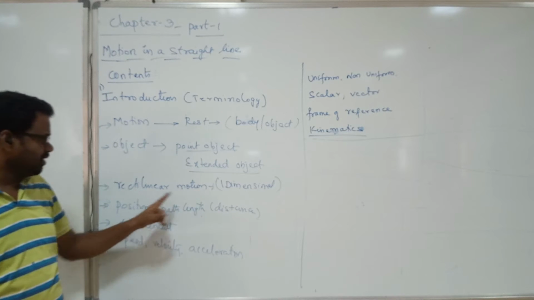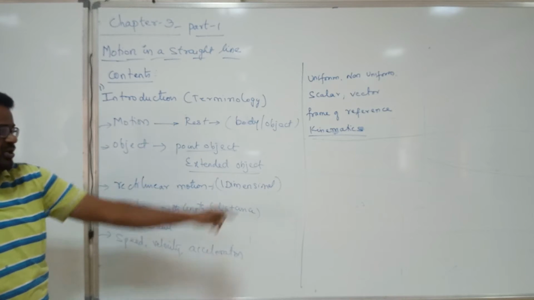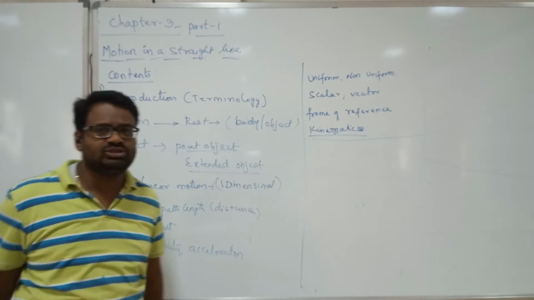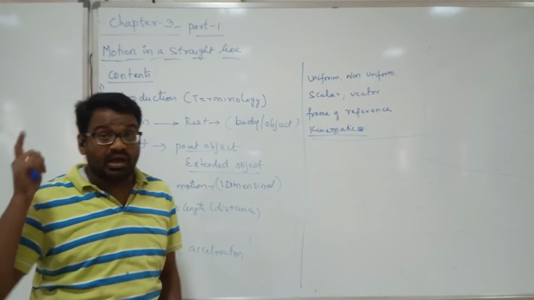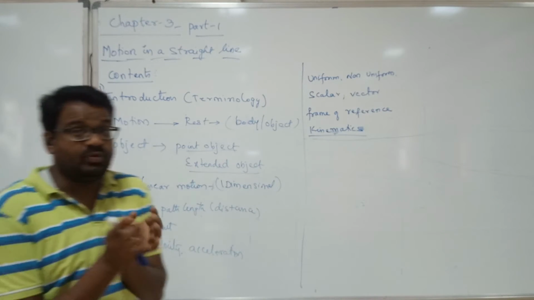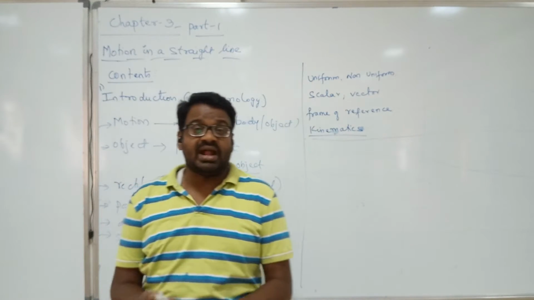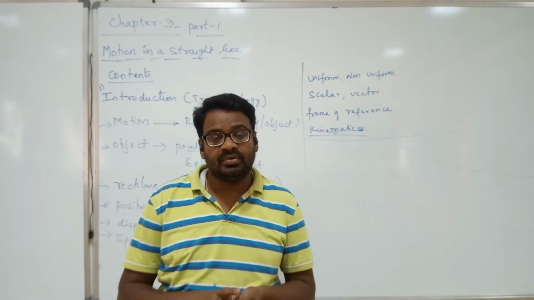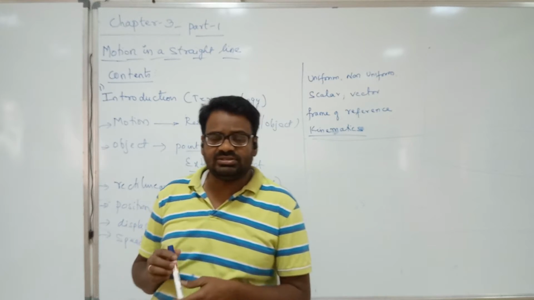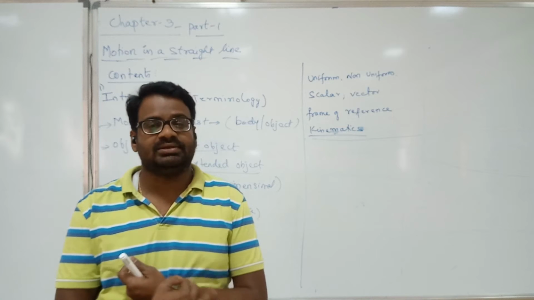Straight line motion. Rectilinear motion is the other name of straight line motion, which is called one dimensional. What is one dimensional? Again, we introduce some reference system. Physics is always learned with respect to a standard reference. Why are standard references needed? Without standard references, we cannot justify the universal truth behind that.